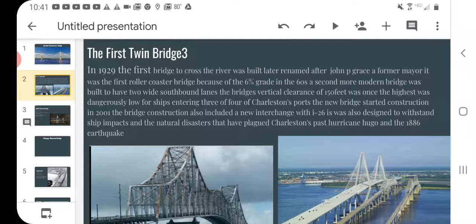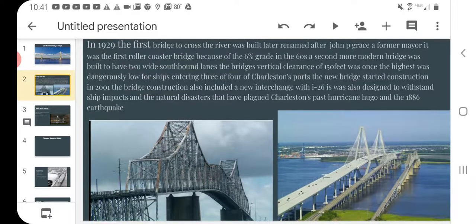I don't really know why, because one thing, it's a port, obviously. So, yeah, so 3 or 4 Charleston ports, it really didn't see that much ship traffic because they couldn't get under those two bridges.